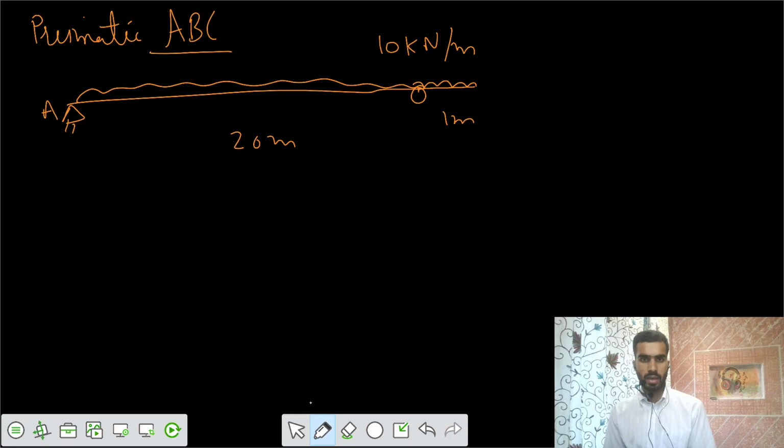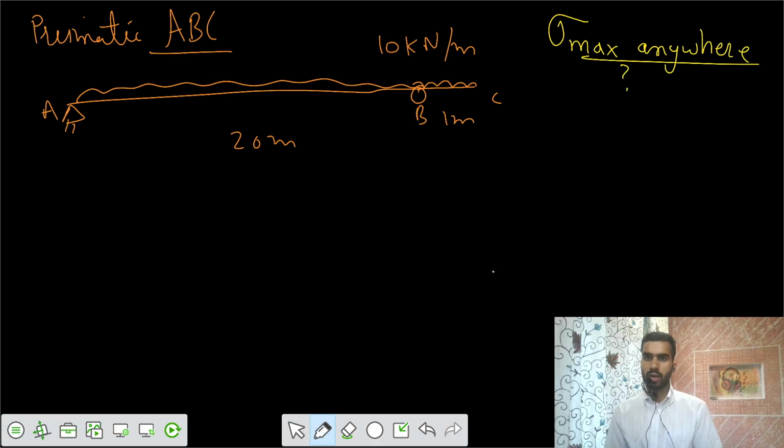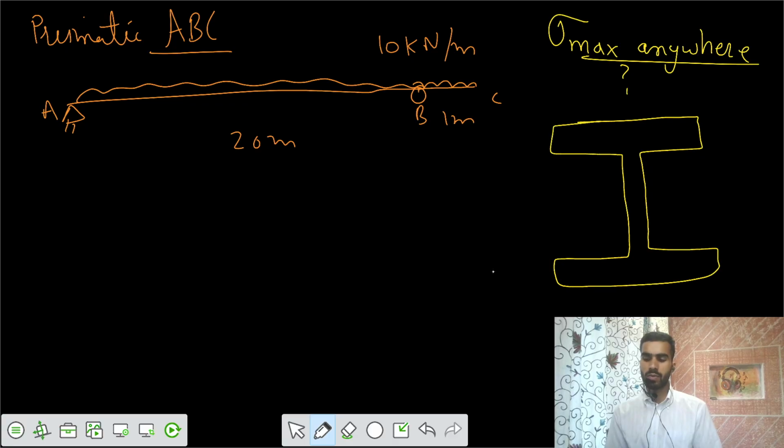Let's say that this is A, B, C, and the problem says you need to calculate the maximum principal stress anywhere in the beam. What is the maximum stress you can have anywhere in the beam? The beam cross section is a symmetric I section with dimensions of 150, 10, 10, and this is also 10, and the overall depth is 300, and this part is 280. So let's have this problem.